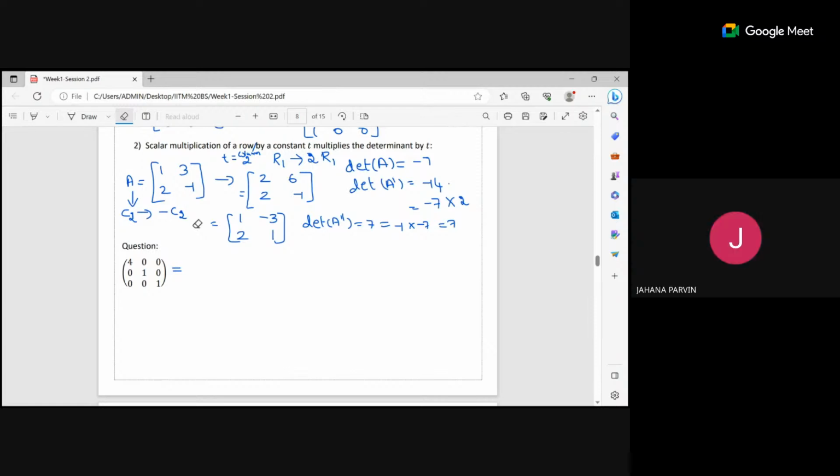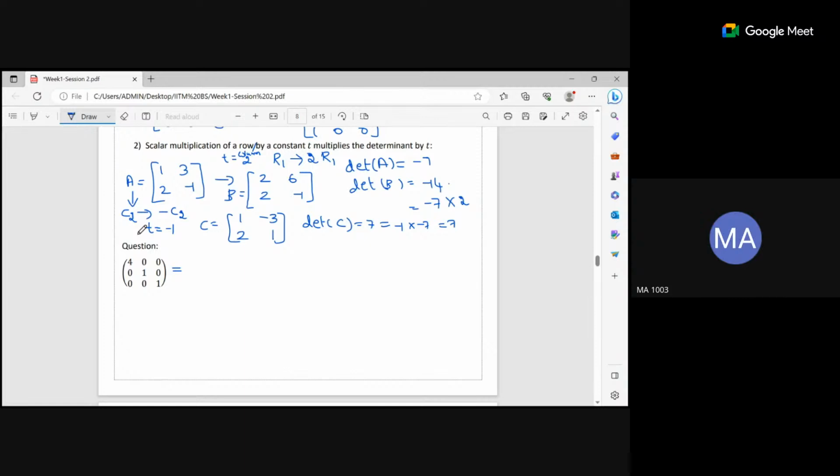Ma'am, while changing the column, that is, minusing column 2 from column 2, what is the difference in determinant? You see, the determinant of the original matrix is minus 7, and when you multiplied the second column with minus 1, what is the determinant you have got? You have got 7. So here your t is minus 1, so your determinant is multiplied with this t, which is minus 1. Okay, thanks.